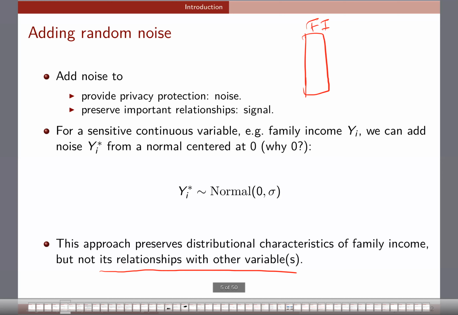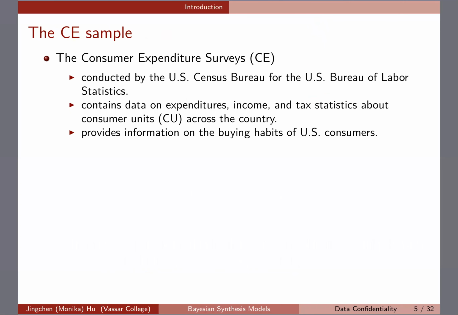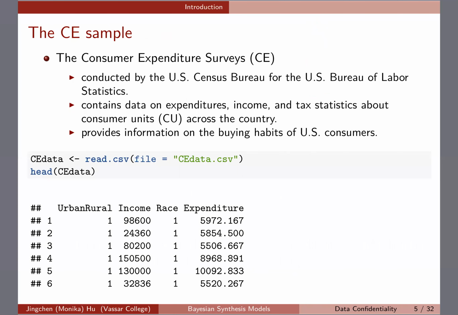In the particular example that we're working on today, the CE sample, I won't bother you again with all of the detail. You know this by heart now because of all the examples we did in the past. But again, just so you know, we are limited to 4 variables for now. Urban/rural, which is binary. Income is a continuous univariate. Race is categorical, I think with 6 levels. And expenditure is continuous as well.